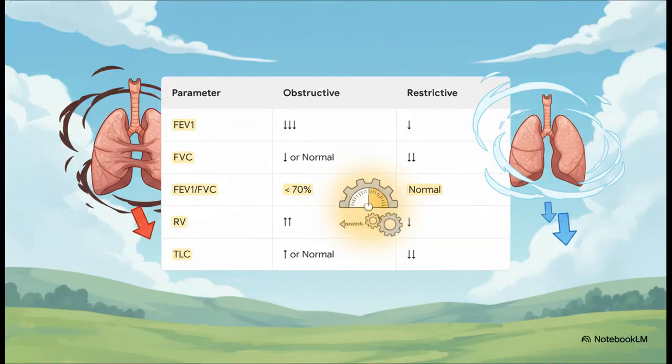This table simplifies everything, but I want you to focus on one critical value. Now here's a trap. Notice how FEV1 and FVC can both be decreased in either condition. That's confusing. But the ratio of FEV1 to FVC, the Tiffeneau index, that is the game changer. In obstructive disease, the FEV1 plummets, and that crashes the ratio below 70%. That's diagnostic. In restrictive disease, they both fall together, so the ratio stays normal. This isn't just a number. It is the master switch for your entire algorithm.